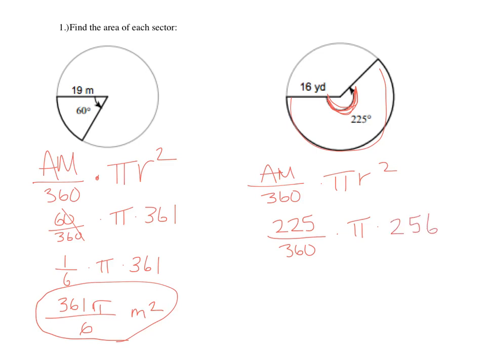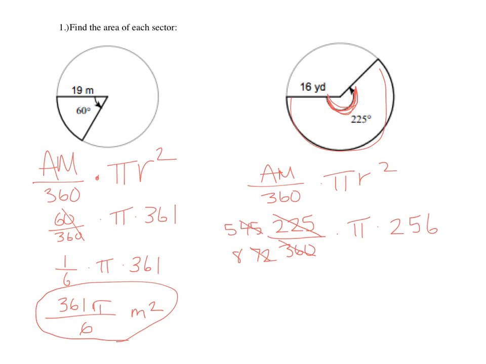And surely we can reduce 225 over 360. Let's see, what can we divide by? Well, I know I can divide by 5, and 225 divided by 5 is 45, and 360 divided by 5 is 72. Well, that makes it a little bit easier. Now I can divide by 9. 9 goes into here 5 times, and 9 goes into there 8 times. So my fraction is 5/8.